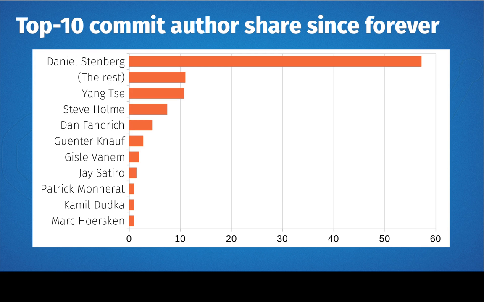So as I said, my share of commits since forever, which is since basically late 99. I'm just showing this because I want to show you another graph later after this. So my share of all commits is historically big, then the rest, and then there's the top. These are the top 10 committers.